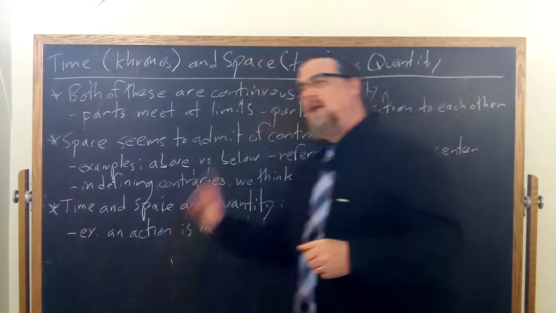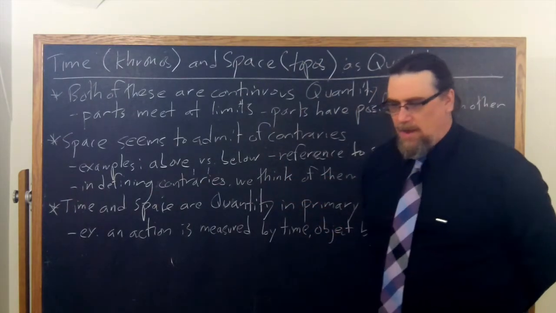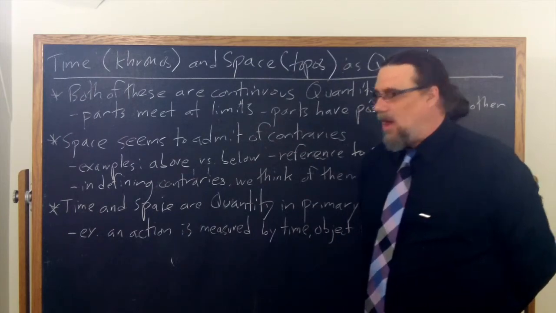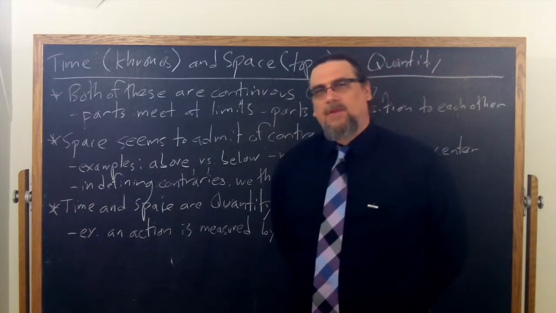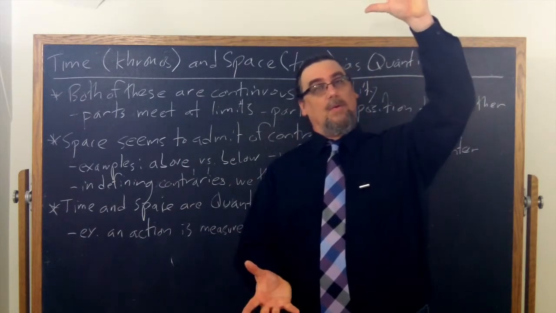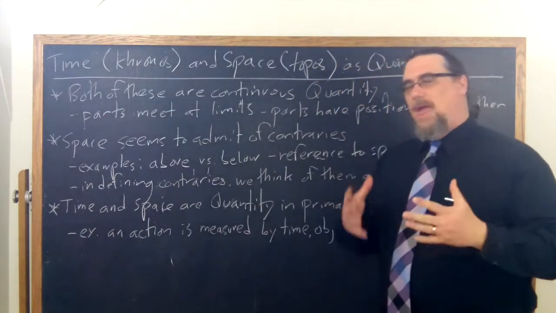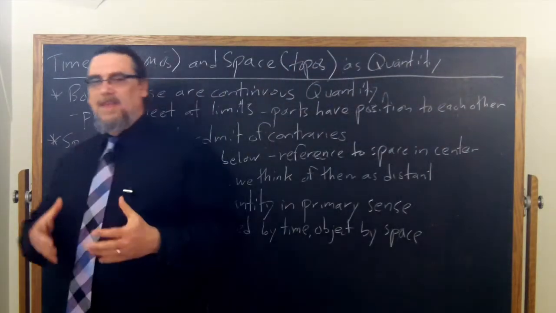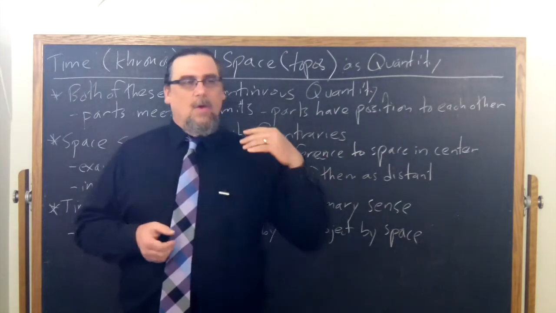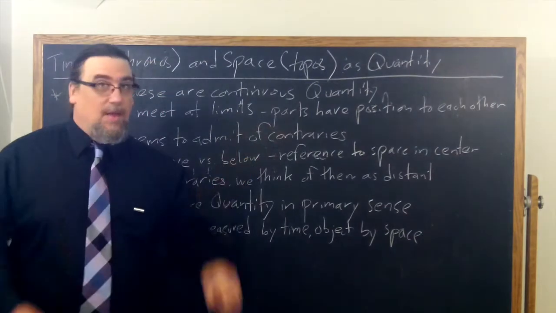But what about space? Space does seem to be the sort of thing that might admit of contraries in the way that Aristotle is looking at things. Why would that be the case? Well, think about words that we use in opposition to each other, like above and below. Those seem to be contraries, don't they? They're not actually contraries, though, according to Aristotle, at least not contraries in the same sense as black and white, or good and bad, or hot and cold would be to each other, or sweet and bitter, even.